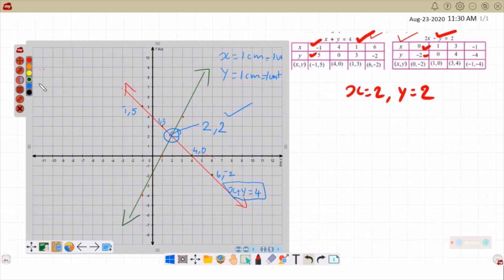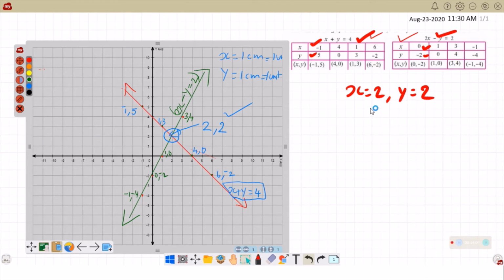You will write here also, in the green line, 0 and minus 2. It is 0 of x, and here it is 0 and minus 2. Then 1 comma 0. Then 3 comma 4. Then minus 1 and minus 4. Then above this line you will write 2x minus y is equal to 2. So you will write it like this and keep it. So two equations, two lines meeting at a point, and the meeting point is x is equal to 2.